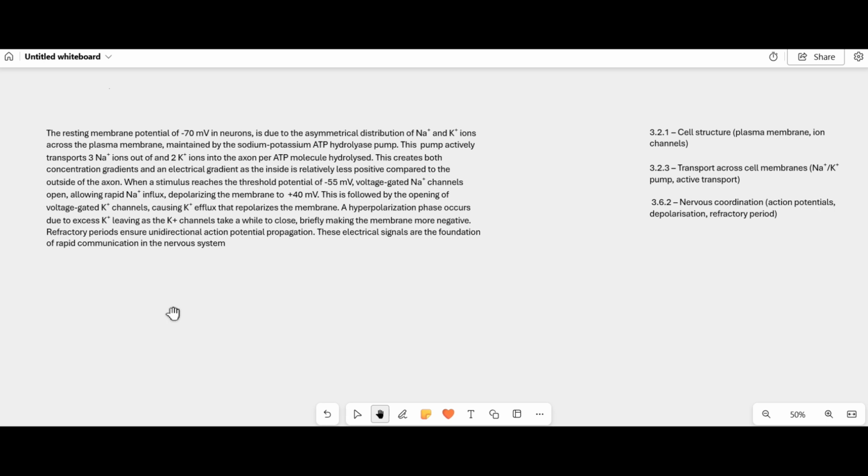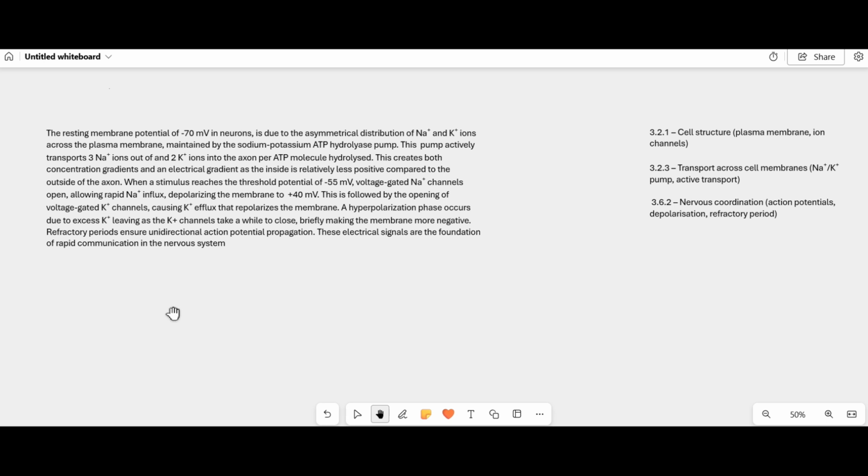That's going to create not only a concentration gradient, which is going to be needed later for the sodium to move in due to the influx, yeah? But it's also going to make the electrical gradient needed for the depolarization to occur, yeah? When a stimulus reaches the threshold potential of negative 55 millivolts here, voltage-gated sodium channels open, allowing rapid sodium influx, depolarizing the membrane to positive 40 millivolts here.